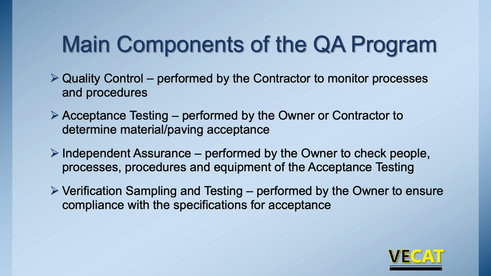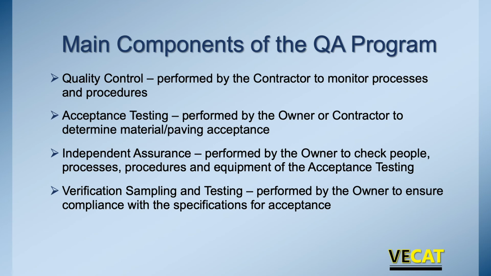Quality control is a piece of it performed by the contractor to make sure that their processes and procedures are correct, they're being followed, and that the material they're producing is what was specified. But it's an effort by the contractor. We have acceptance testing. Depending on the material, it's either done by the contractor or the owner, but we're trying to determine, is the product being provided acceptable or not?